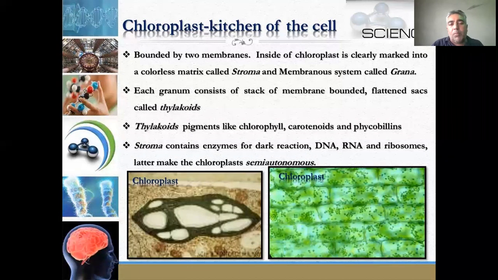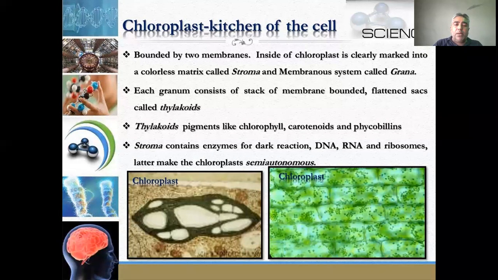The structure of the chloroplast has small, rounded, coin-like structures that are known as thylakoids, and a group of thylakoids is called a granum. Each granum consists of a stack of membrane-bound flattened sacs called thylakoids. Thylakoids contain pigments like chlorophyll, carotenoid, and phycobilins.